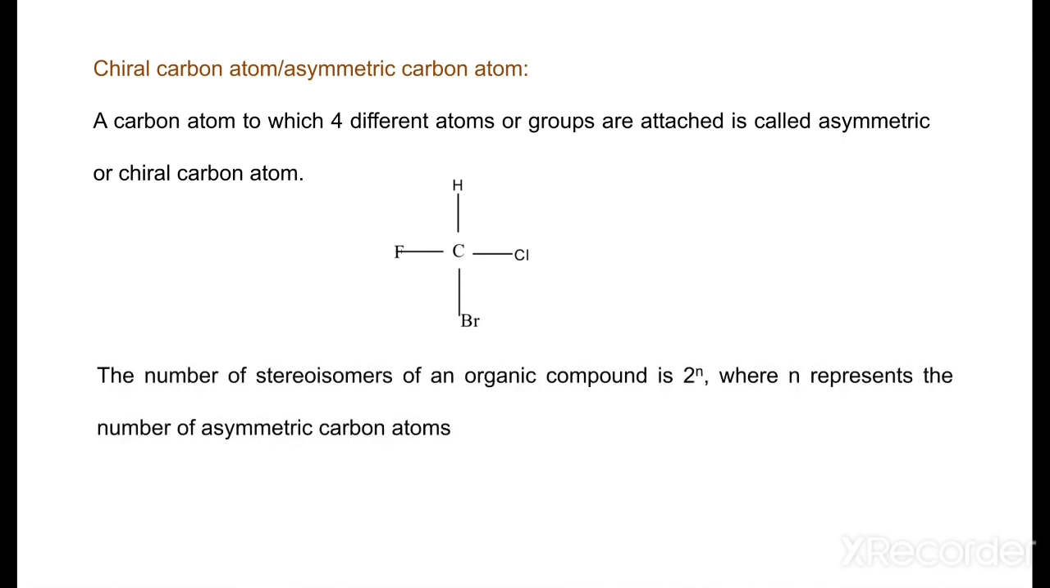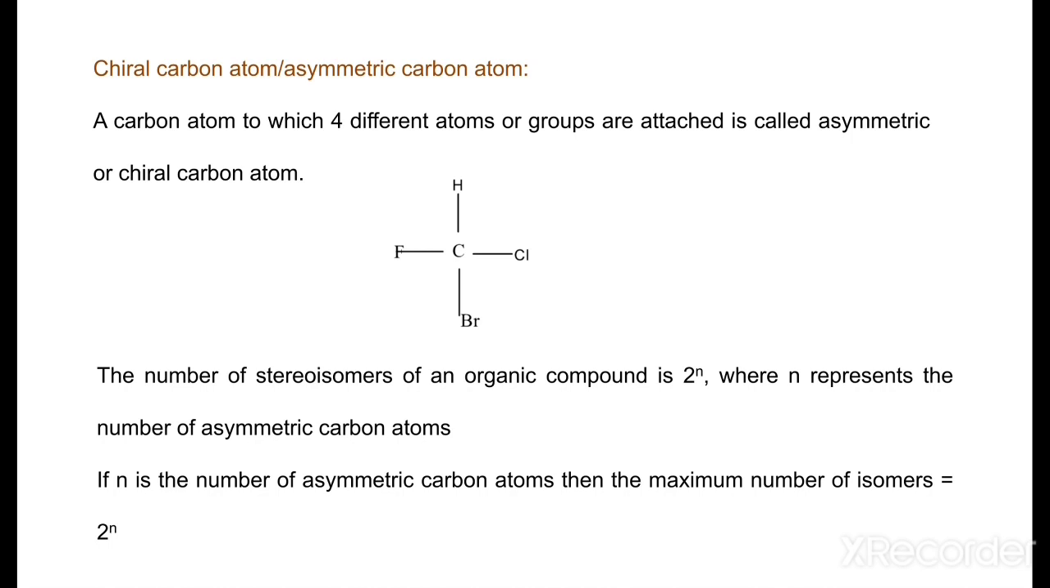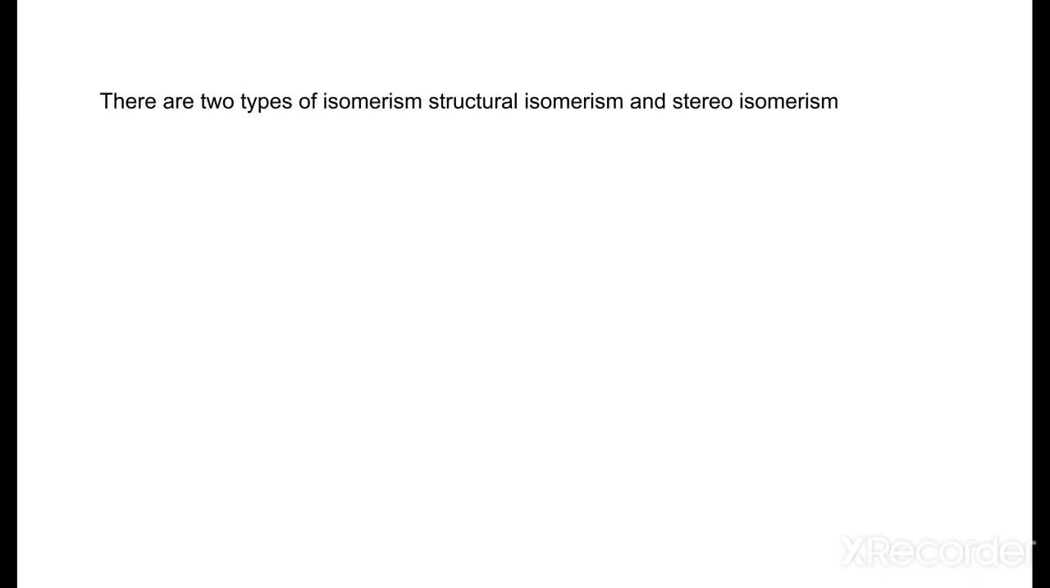According to Le Bel-van't Hoff's rule, the number of stereoisomers of an organic compound is 2 raised to n, where n represents the number of asymmetric carbon atoms. If n is the number of asymmetric carbon atoms, then the maximum number of isomers is equal to 2 raised to n. Now, we also proceed to the next part of this video.